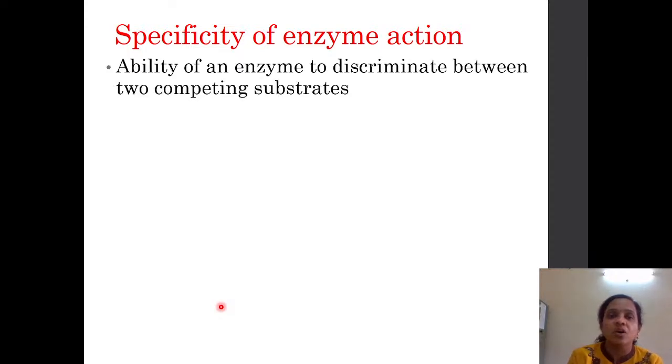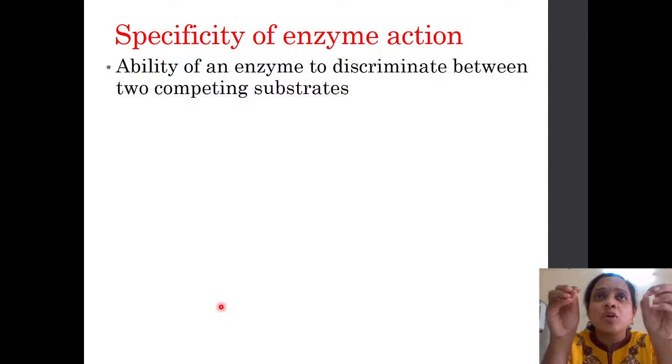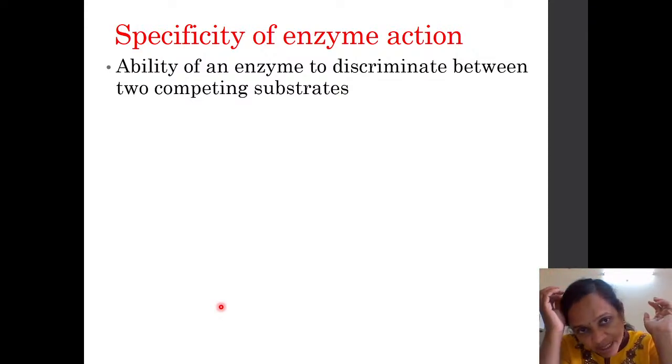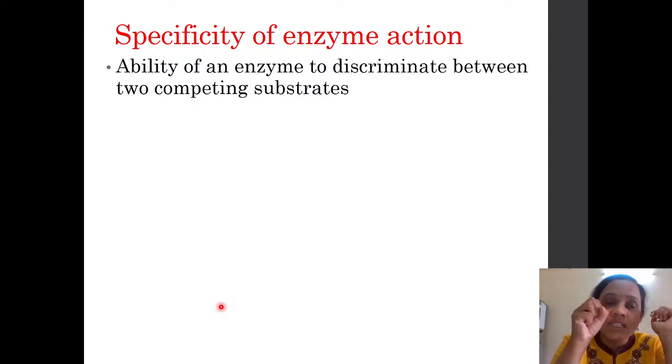Next, specificity of the enzymes: the ability of an enzyme to discriminate between two competing substances. As I told you, enzymes are present in the cytosol, in mitochondria, and so on. But in the cytosol you have a number of enzymes. How does one enzyme recognize its own substrate? Why is one enzyme not combining with some other substrate, like hexokinase and glucokinase? Why do they bind to hexoses or glucose, and not to acetyl-CoA or some fatty acid chain? So how are the enzymes acting specifically?